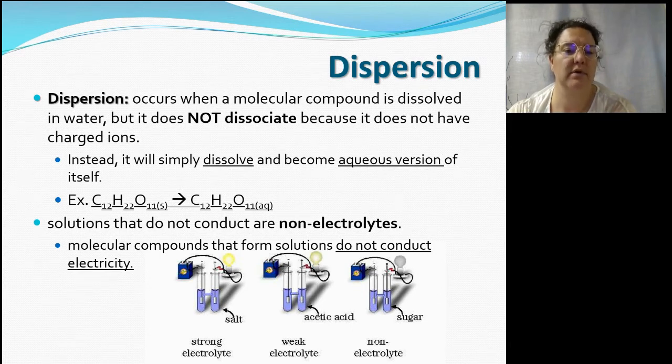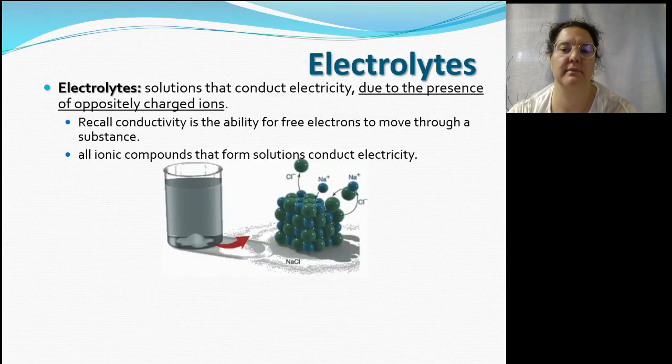So for example, sugar solution, sugar solid just becomes sugar aqueous. So salt would be a strong electrolyte because it completely dissolves. Acetic acid, a weak electrolyte, but sugar would be a non-electrolyte because it does not conduct electricity.